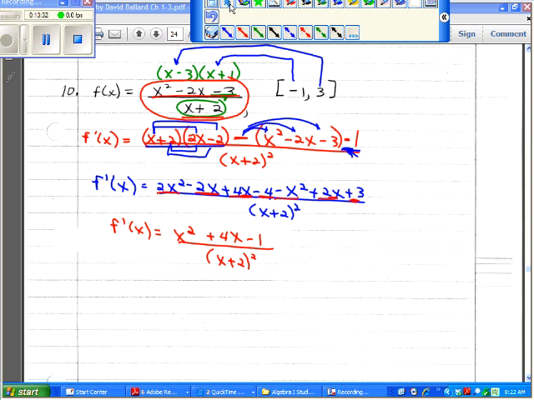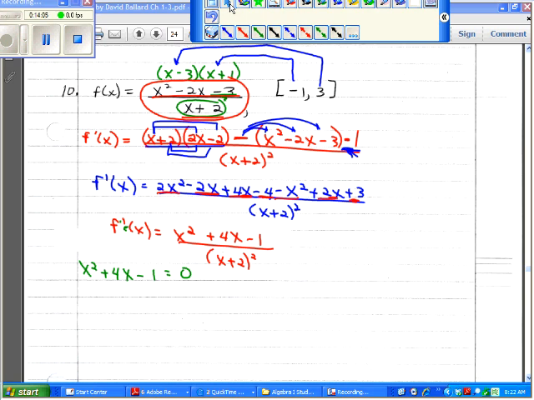So we need to think about where that would be equal to 0. For that to be 0, because we want the place where the function value is 0, what needs to be 0? The numerator or the denominator? Numerator. If the numerator is equal to 0, then the function value is 0. If the denominator is equal to 0, then the function value is undefined.